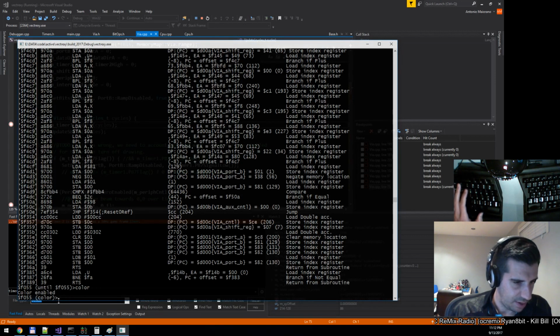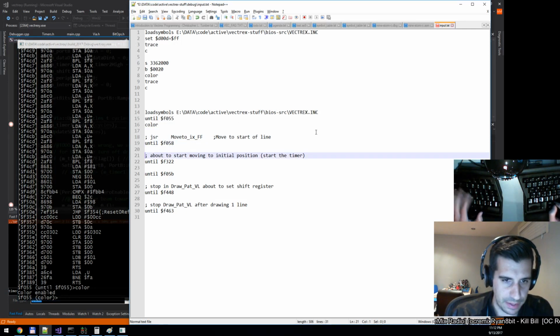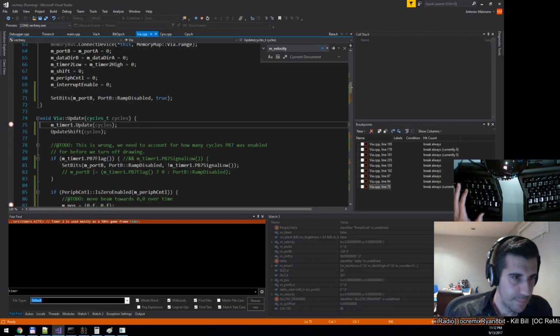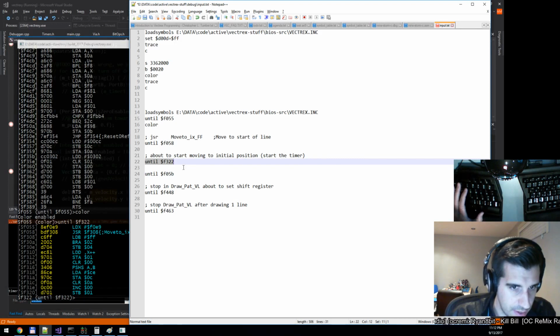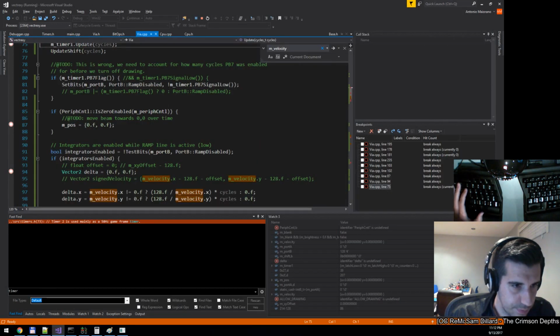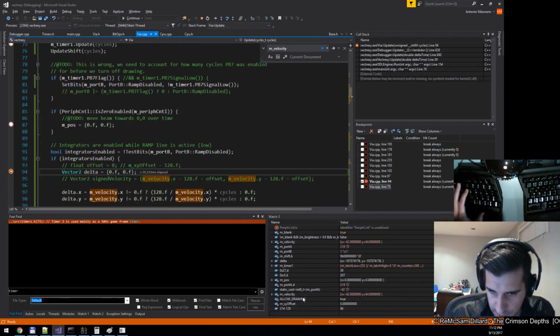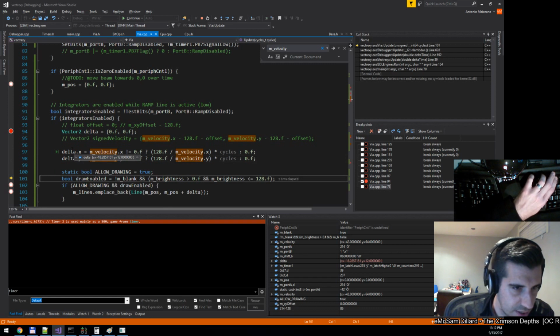Alright, so we ran here, moved to the starter line, about to move to the initial position. So let's do this again. Now, step. So the velocity is set correctly. Let's just step through here and just see what this looks like.